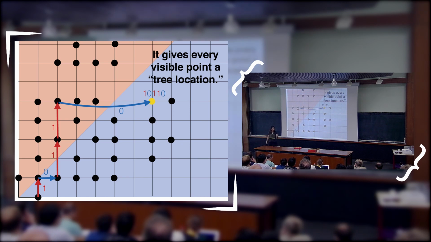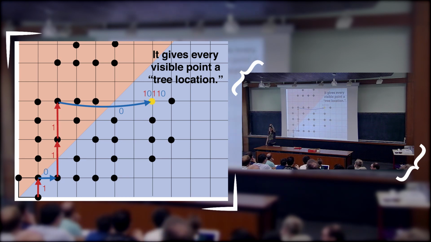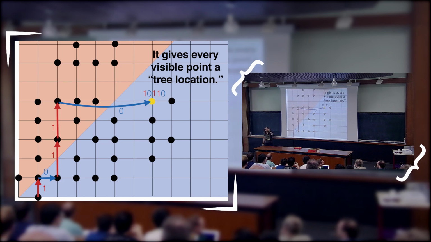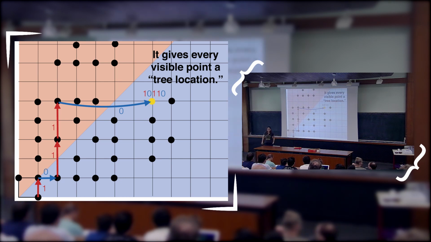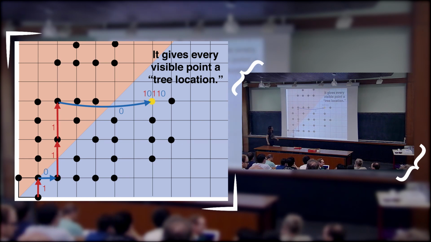If you have your pentagon, it has a number on the bottom. Who brought their pentagons? A lot of you have pentagons that I gave out. It has a number on the bottom. It says something like 1, 0, 0, 0, 0 short. That number is its tree location, and I'll explain that more in detail for the pentagon later.